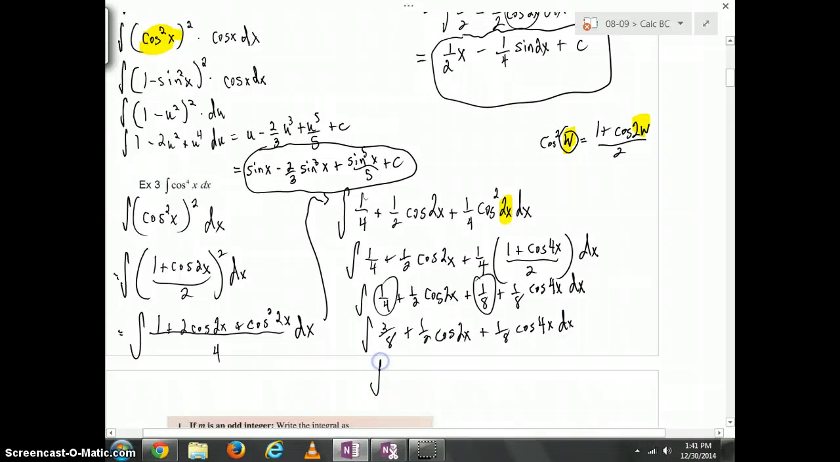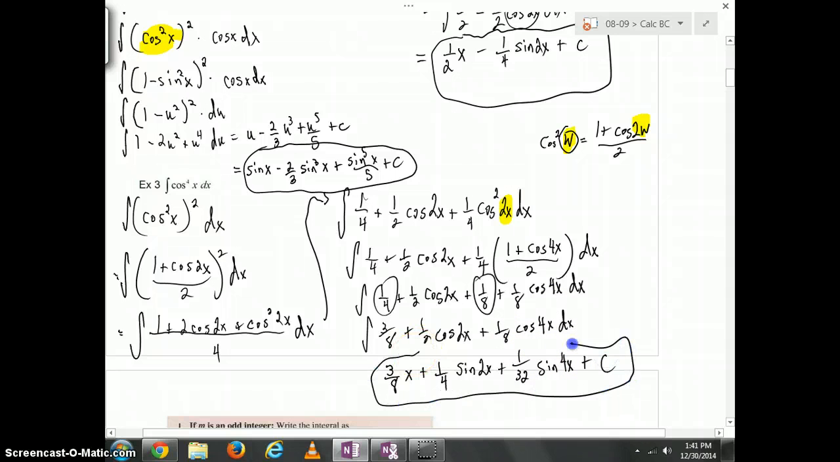So finishing this problem up, it should only take a moment to do that. The antiderivative of 3/8, with respect to x, of course, would be 3/8 x. Reversing the chain rule here, if I took an antiderivative of cosine of 2x, I'd have the sine of 2x, but I'm going to have to divide by a 2 here, and 1/2 divided by 2 is 1/4. Antiderivative of cosine of 4x is sine of 4x, but instead of multiplying by 4, I'll divide by 4, and I'd get 1 over 32. 1/8 times 1/4 is 1 over 32. Add a constant, and hey, look at that. This would be our final answer.